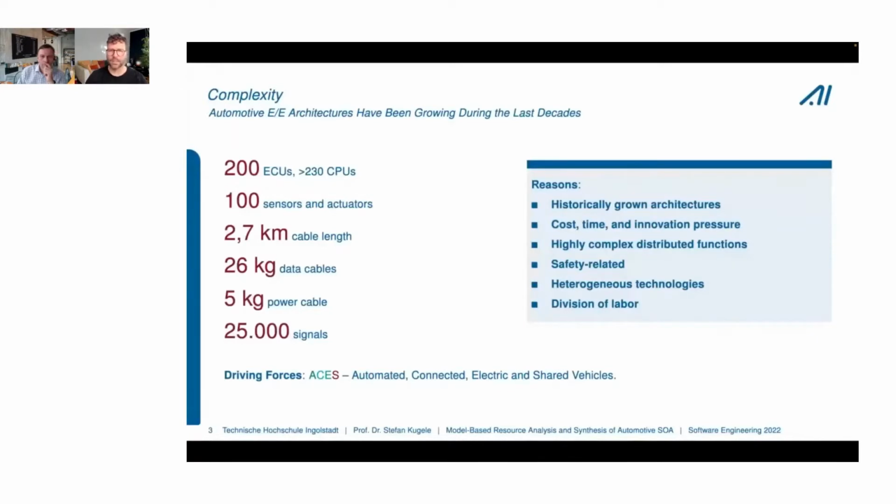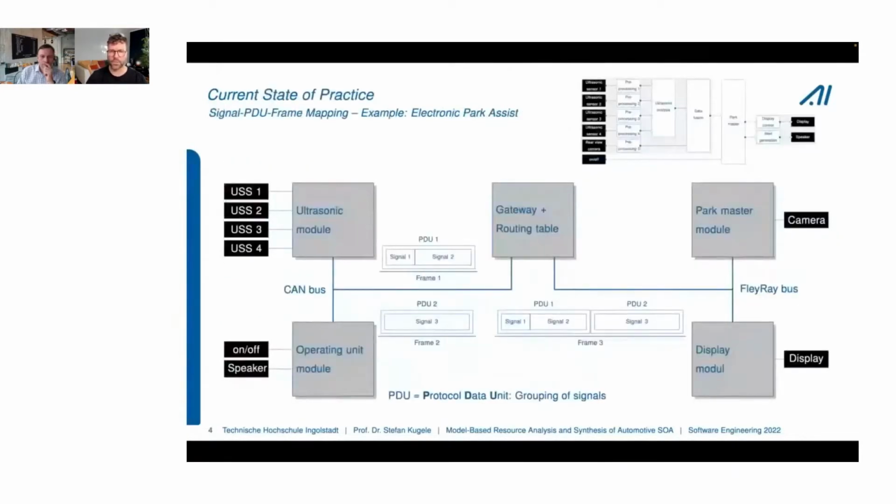On this slide, I want to show you on the upper right an example for a functional architecture of an electronic park assistance system. The black boxes on the upper right are sensors and actuators. The components in between are functional components, and the arrows depict communication. So in these situations, signals are transmitted from one component to the next component. And as I said, we have maybe 25,000 or even more signals.